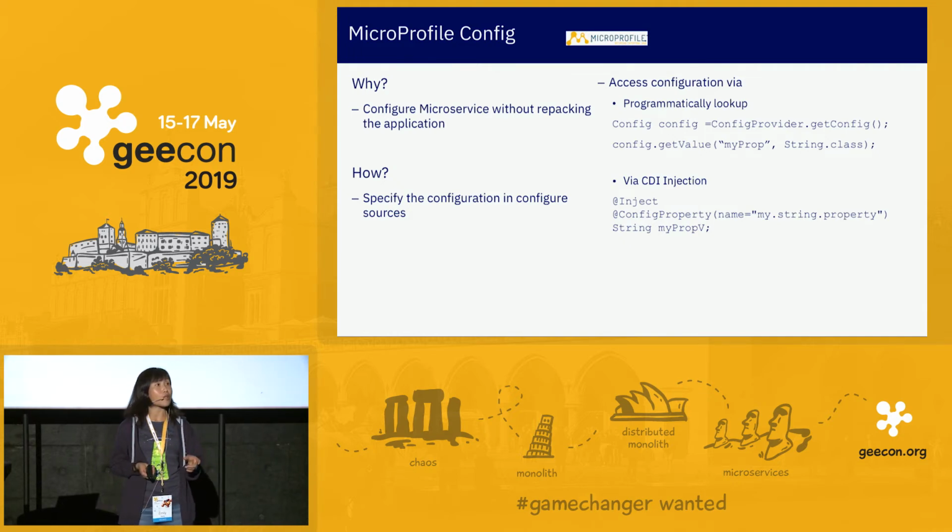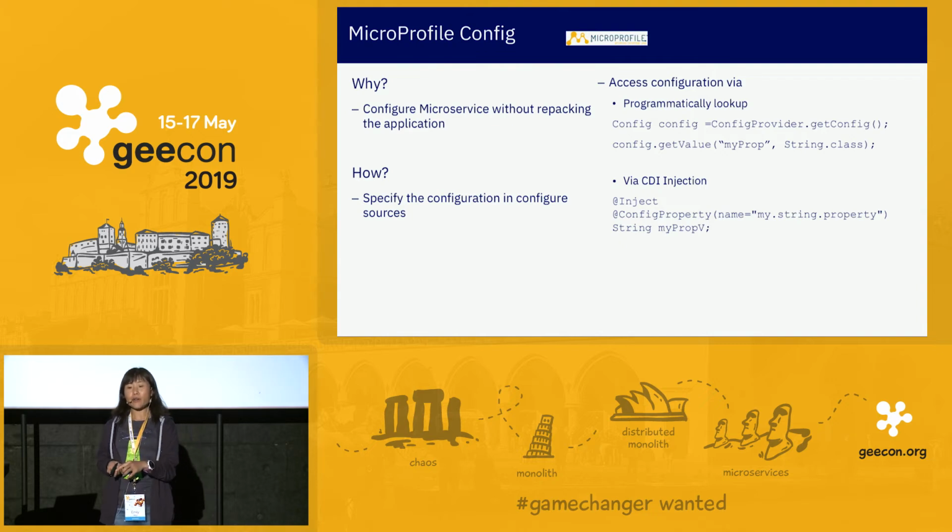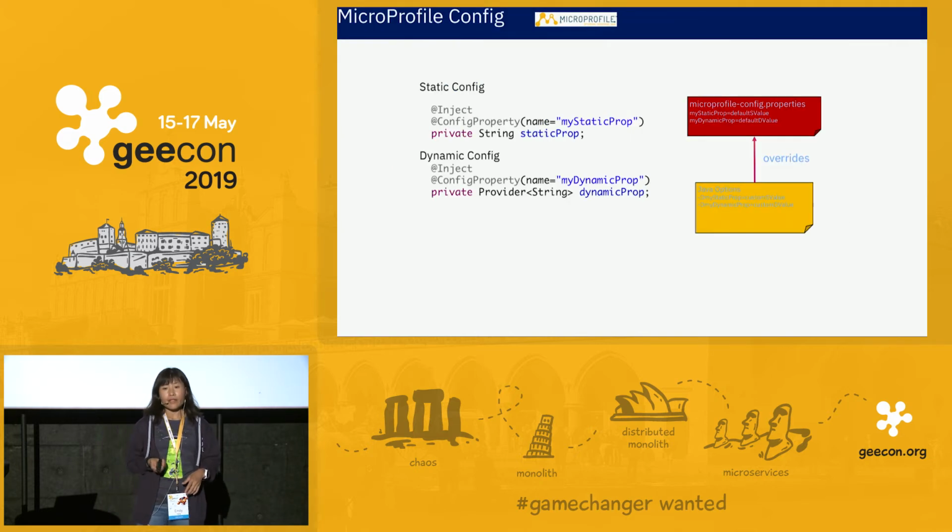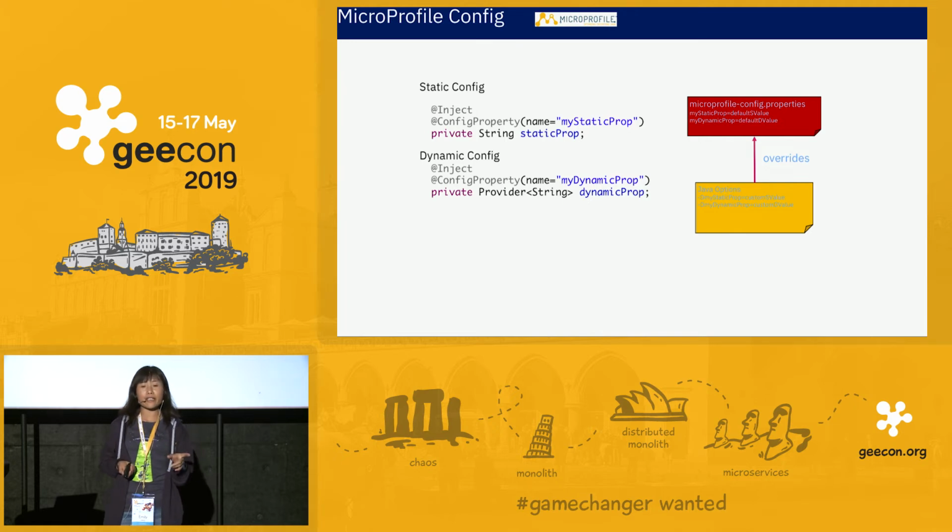The first one, you can do a programmatic lookup. ConfigProvider.getConfig, and then config.getValue. The first parameter is the config name, and then the second one is the config type. Or you can easily inject it using CDI. You can do an @Inject @ConfigProperty, followed by the config name. So this is another way to do static config and dynamic config.